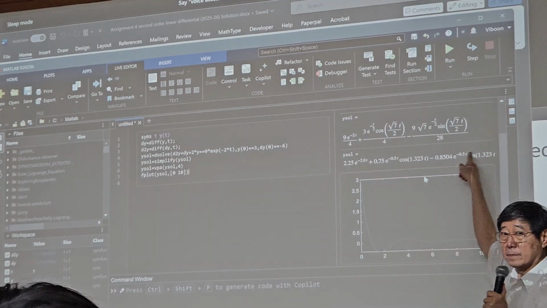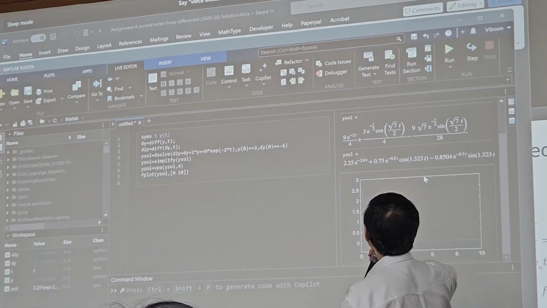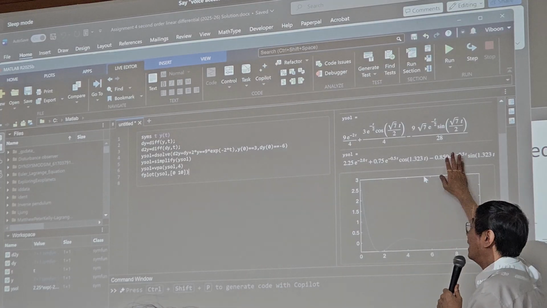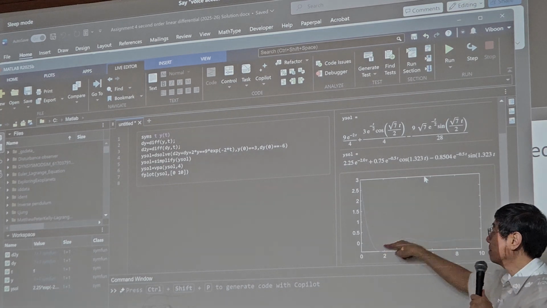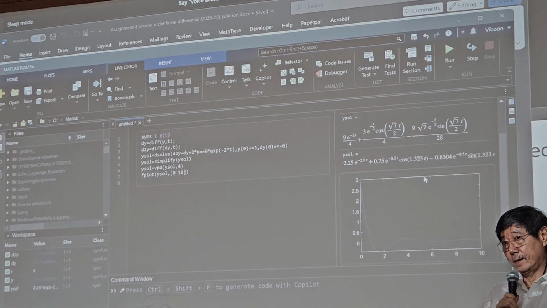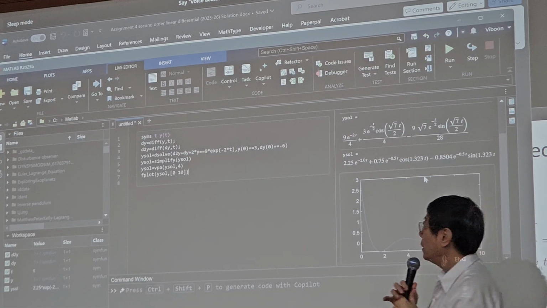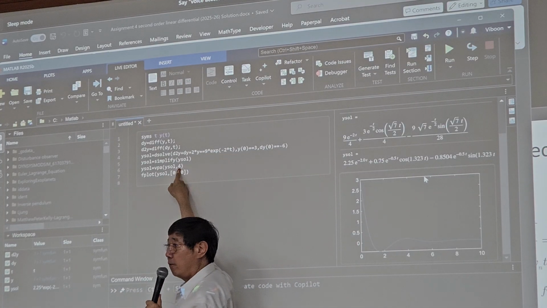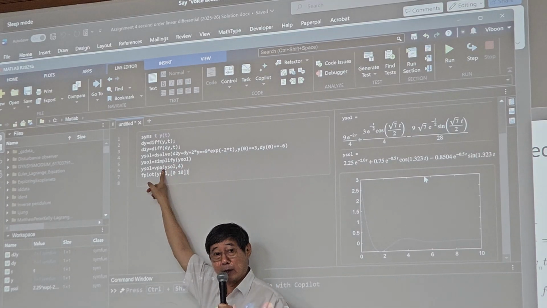Okay, this one. See? And the system is stable, right? Another way to do this, you put VPA, comma, 4 significant digits, just for this line only.